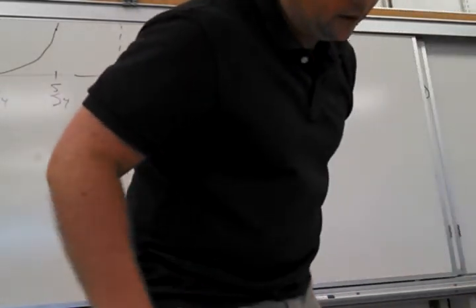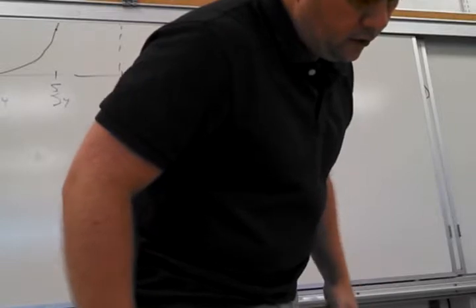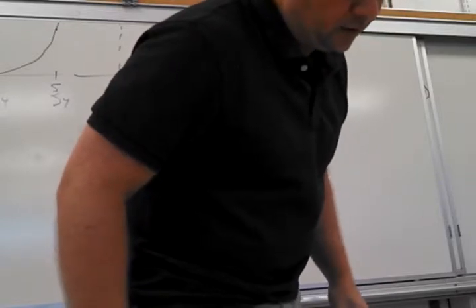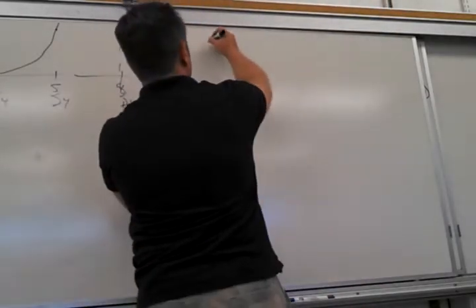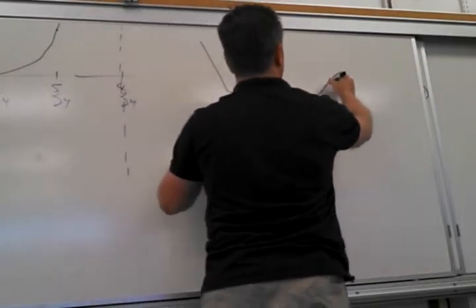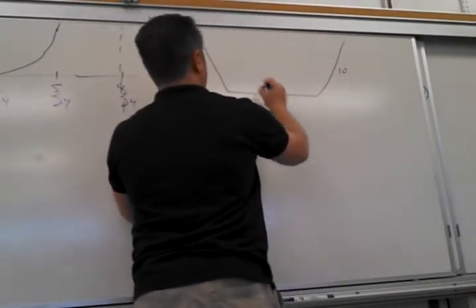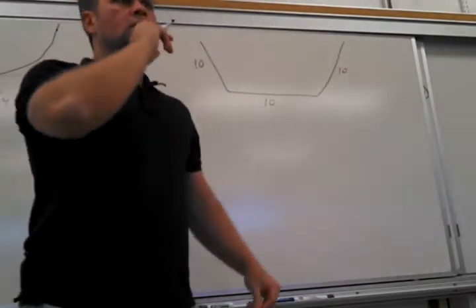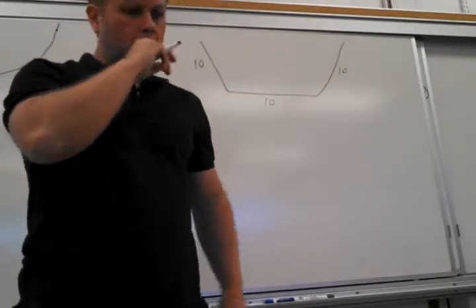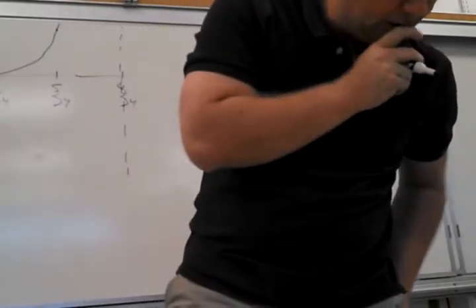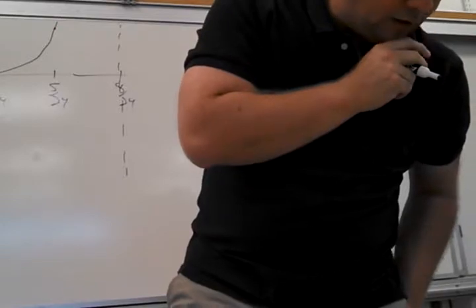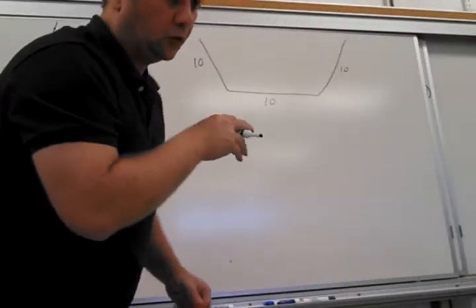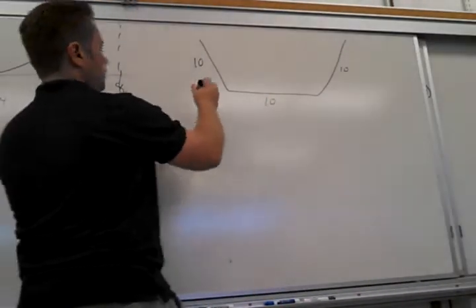So rain gutters to be constructed from a metal sheet of width 30 centimeters by bending up 1/3 of the sheet, and so on. All that stuff didn't matter because they gave you the picture. This is 10, 10, 10. We've done one of these. Did we do this one? No, I don't think we did this one. Show that the cross-sectional area is modeled by that function.